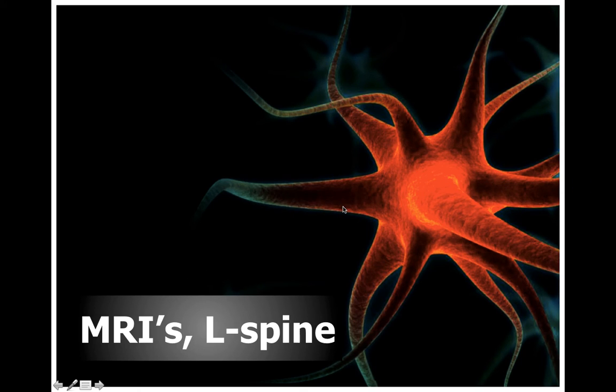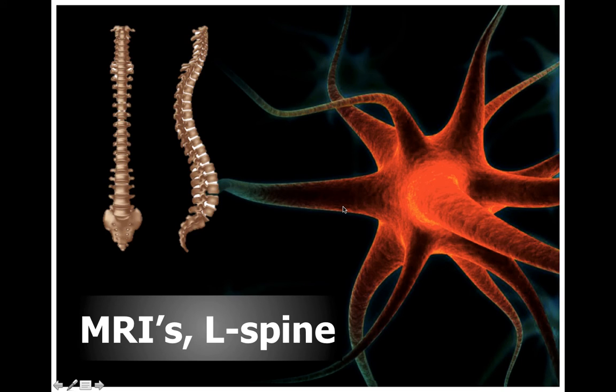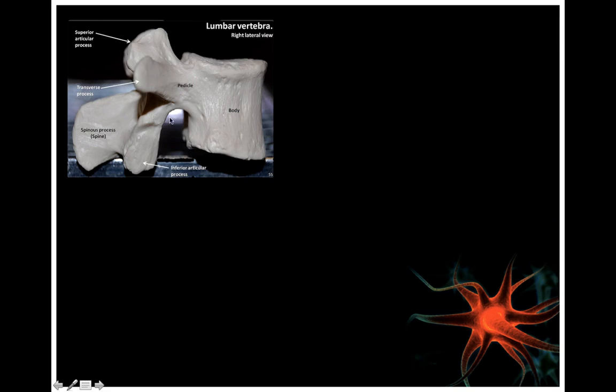Okay, this is for MRI of the lumbar spine. This is the side view. This is the frontal view of the spine. This is the vertebral body. I'm sorry, this is the actual segment of the spine. This is the vertebral body.